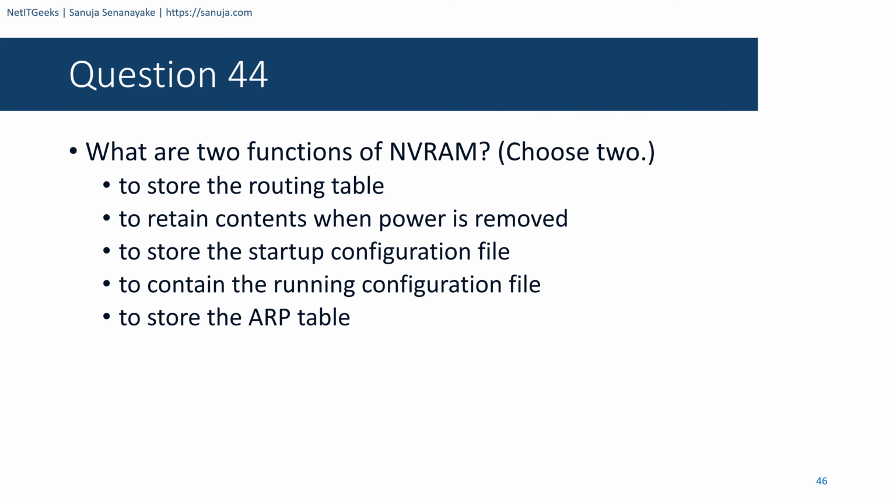Question number 44. What are two functions of NVRAM? To store the routing table, to retain contents when power is removed, to store the startup configuration file, to contain the running configuration file, to store the ARP table. You need to pick two because two answers are correct here. I'm going to give you a couple of seconds to think about this. Remember, NVRAM is a permanent memory storage, right? NVRAM in Cisco devices is a permanent memory storage.